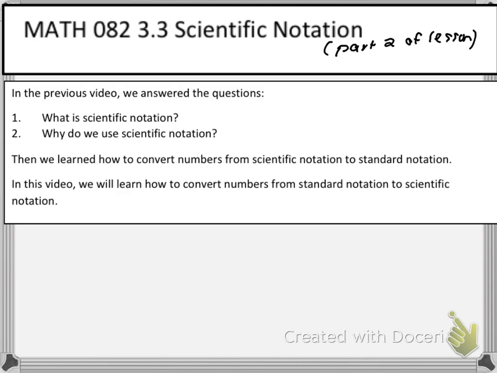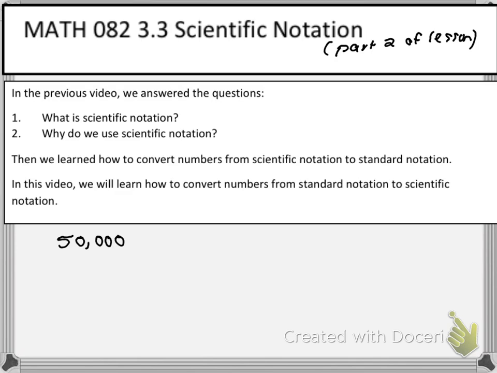So in the previous video we discussed what scientific notation is and why we use it. I also did several examples that teach you how to convert numbers from scientific notation to standard notation. In this video we're going to go the other way. We're going to try taking a number like 50,000 and converting it to scientific notation.